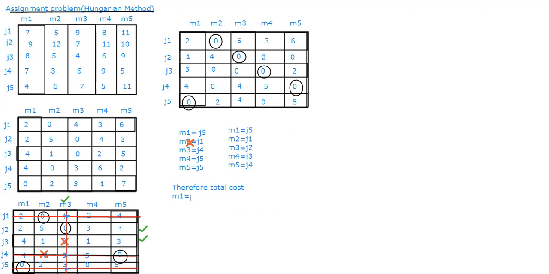Now please add the values. Machine 1 J5 cost is how much? In the first table, 4. Then machine 2, which one have we selected? J1, what is the cost? Machine 2 J1 cost is equal to how much? 5.